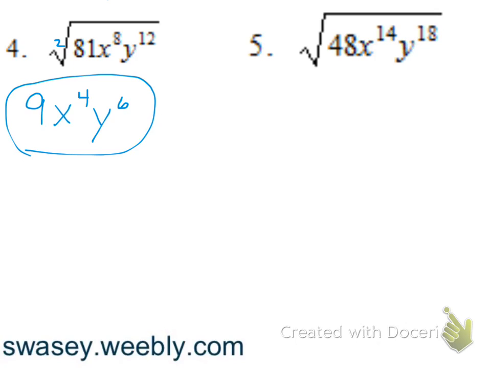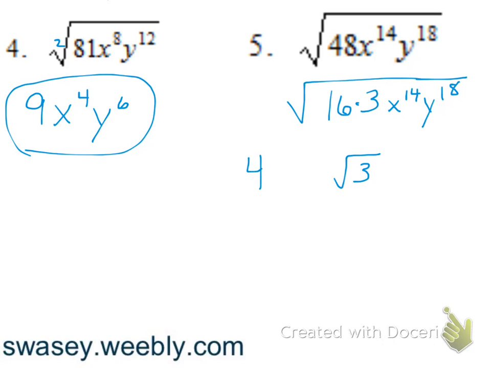Number 5, we can rewrite 48 as 16 times 3. The square root of 16 is 4, so 4 is in front. The square root of 3 is still underneath the radical. And then the square root of x to the 14th is x to the 7th. And then the square root of y to the 18th is y to the 9th.